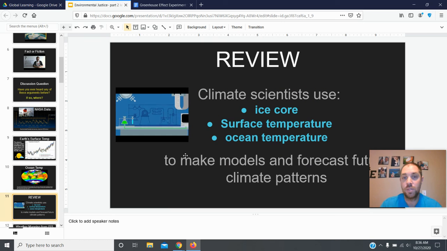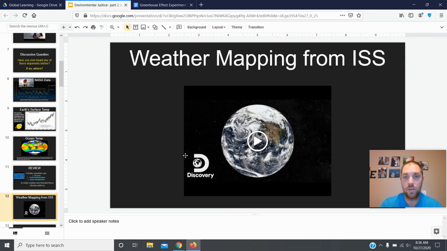So just to recap, scientists use ice core samples from Antarctica to determine how much carbon dioxide was in the air. They used surface temperatures that you'll see in the videos that you watched from the International Space Station, and ocean temperatures, right, to help make models and forecast future climate patterns. Okay, here's a video on how they use the International Space Station and other satellites to record the Earth's temperature.